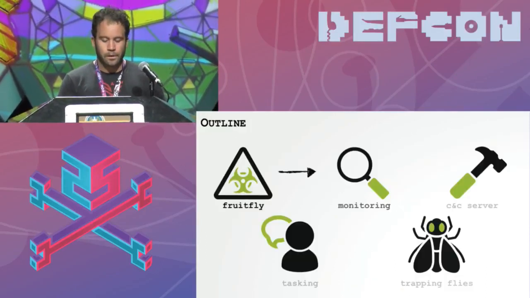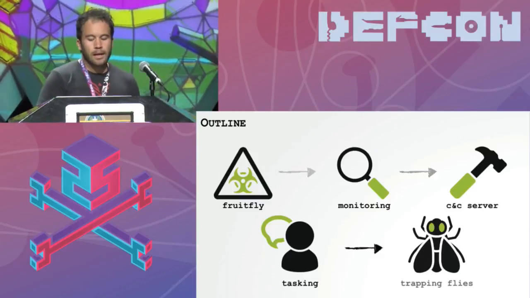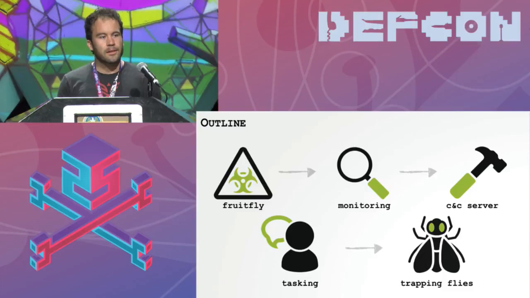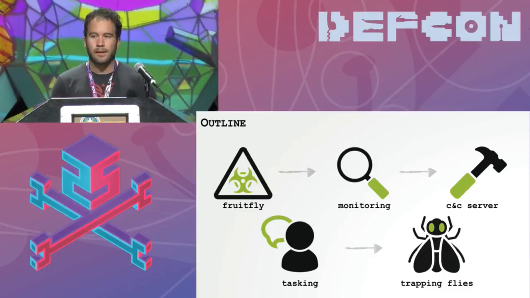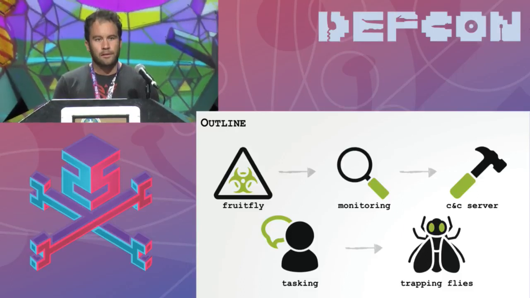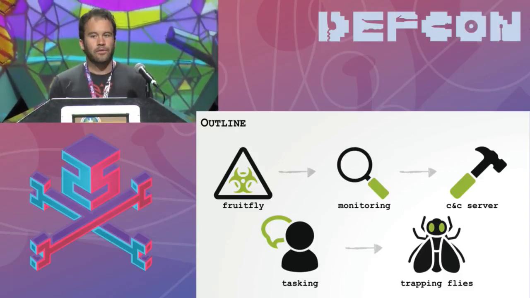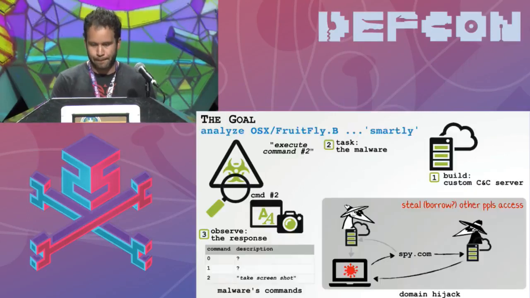So today we're going to start by looking at an interesting piece of malware called FruitFly, and we're then going to talk about some monitoring tools and capabilities I wrote for Mac OS. Then how I built a custom command and control server. Following this, how I then use that server to task the malware in order for it to reveal its capabilities to me. And then finally, what happened when I put this command and control server on the internet.